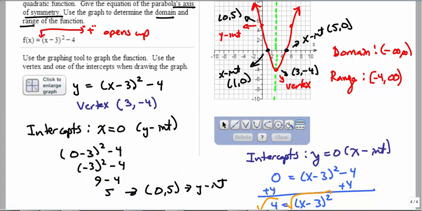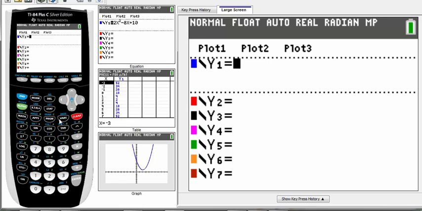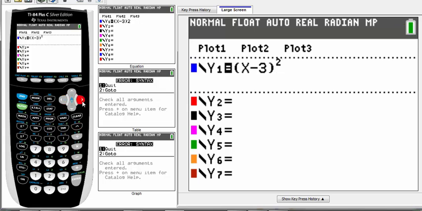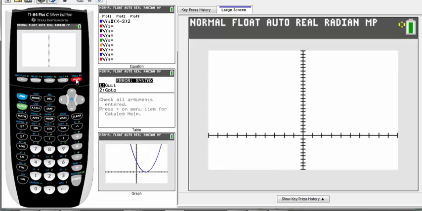Let me try and reopen that again. Okay, here we are. So we want to go into y equals, and our graph for this case, I believe, was (x minus 3) quantity squared. Whoops, to get that exponent in there. So (x minus 3) quantity squared, and then we had a minus 4. So we could graph this and then compare it to what we thought the graph looked like.